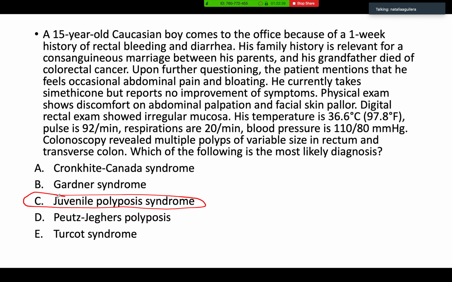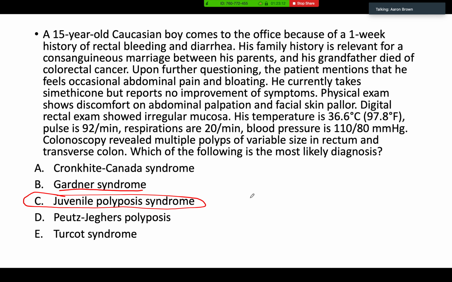Good. Yeah, that's true. That's true. Good. Good. Excellent. Great. And so, very good. So, talk to me about Gardner's syndrome. What is Gardner's syndrome? You're absolutely right. You got the question right.